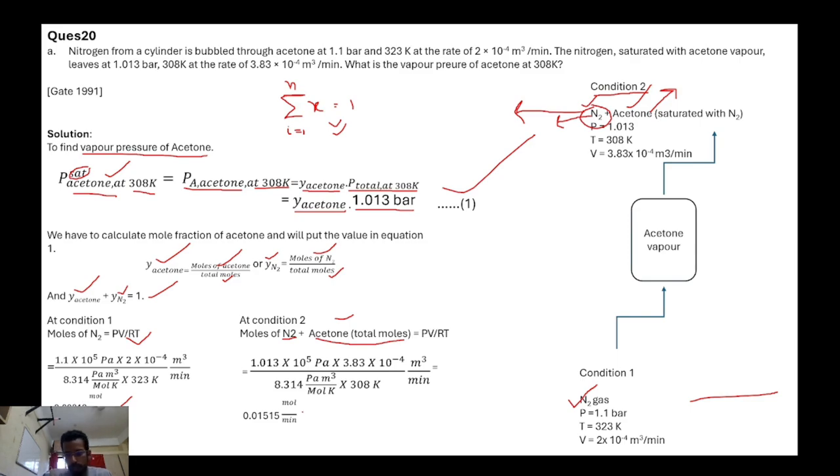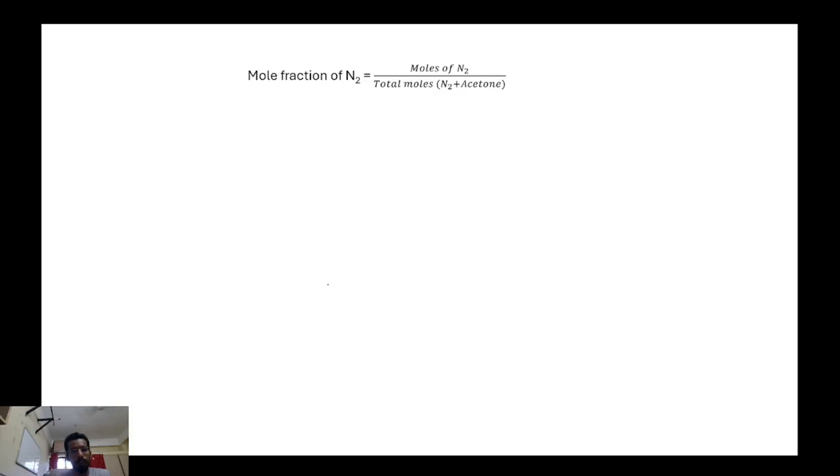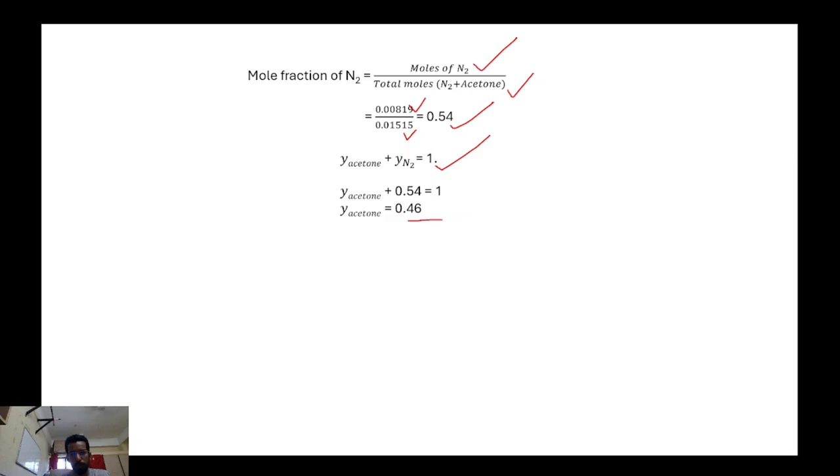So the total moles will be 0.01515. Now, the mole fraction of N2 will be moles of N2 divided by the total moles. The moles of N2 we just calculated at condition 1, and this is the total moles at condition 2. The mole fraction is 0.54, right? Y of acetone plus Y of N2 equals 1, as we just discussed in the previous slide. So Y of acetone will be 0.46.